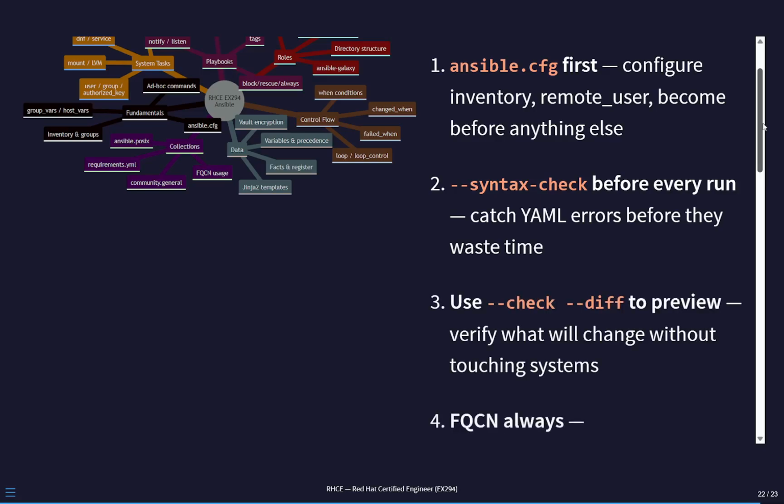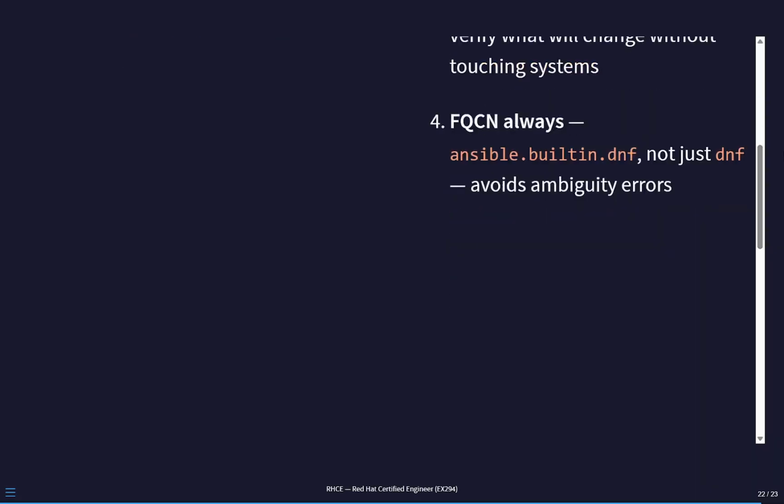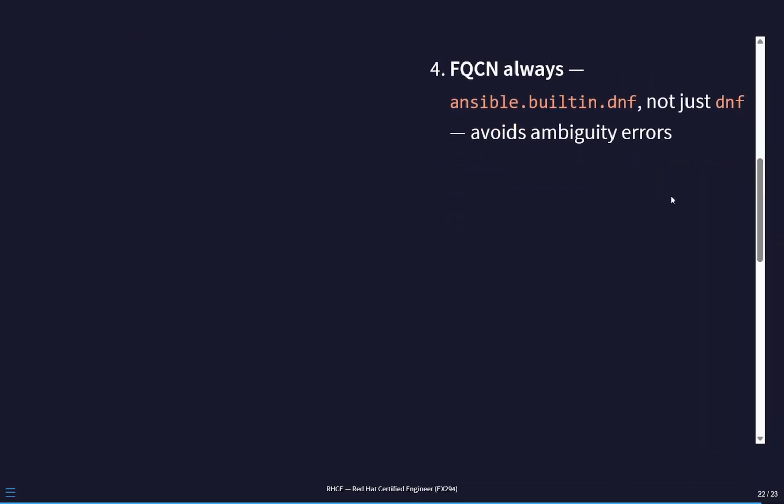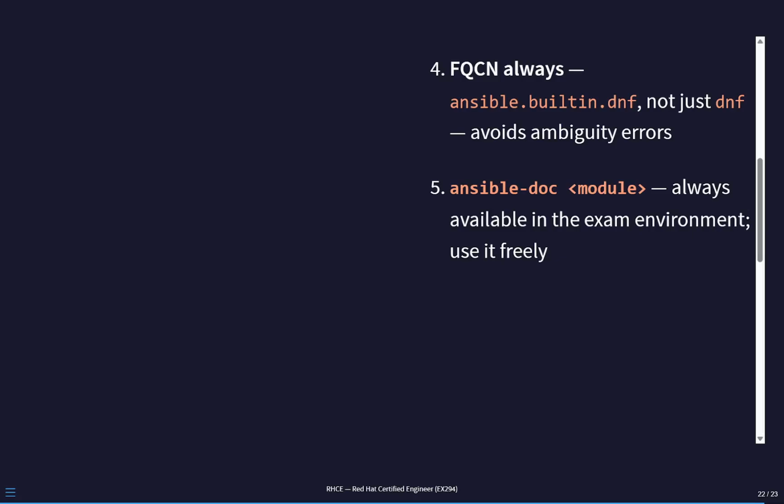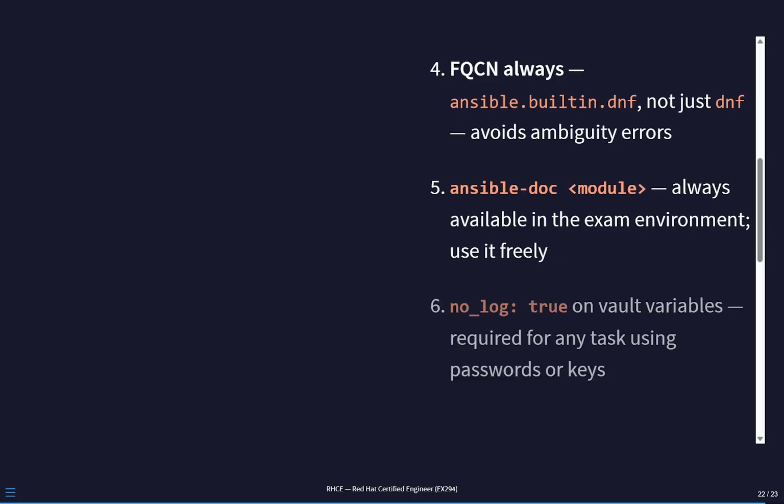4. FQCN always. ansible.builtin.dnf, not dnf. ansible.posix.firewalld, not firewalld. FQCN avoids ambiguity errors and is required for collection modules. 5. ansible-doc is your friend. The exam environment includes full module documentation. If you forget a parameter, look it up. It's faster than guessing.